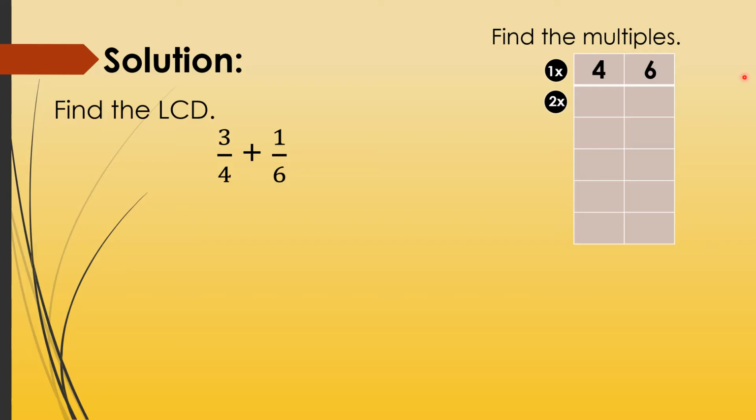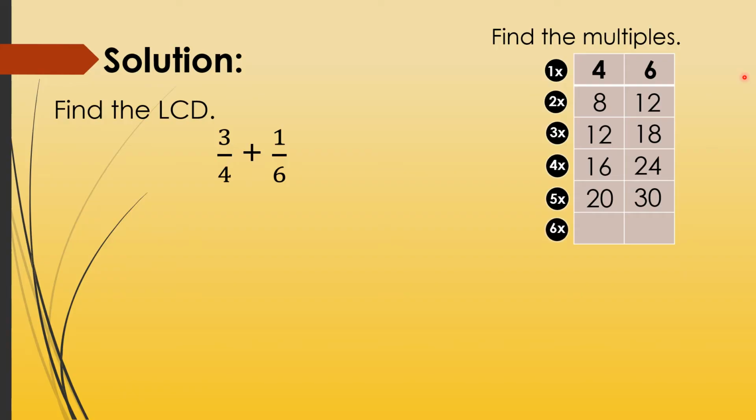So, 4 times 2 is equal to 8. 6 times 2 is equal to 12. Next, let us multiply the two numbers or the two denominators into 3. 4 times 3 is equal to 12. 6 times 3 is equal to 18. 4 times 4 is equal to 16. 6 times 4 is equal to 24. 4 times 5 is equal to 20. And 6 times 5 is equal to 30.